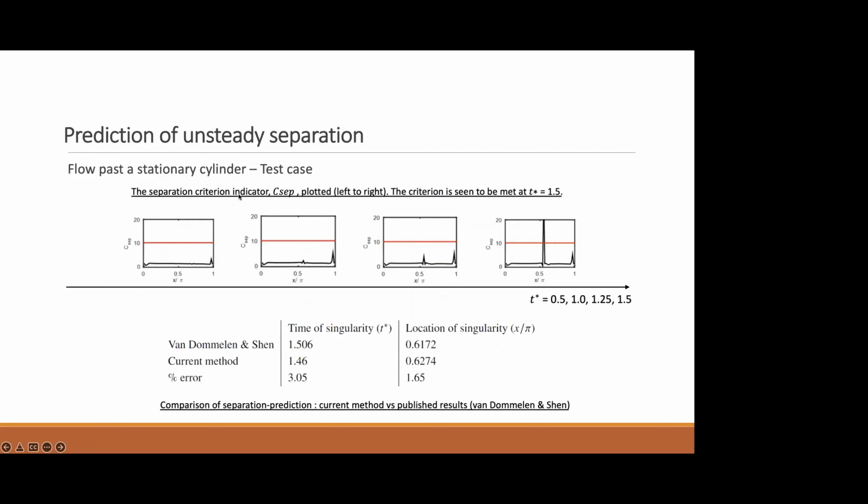So let's look at this in terms of the separation criterion that I described earlier. So initially, the separation criterion is quite flat because it's the derivative of the displacement thickness. But when the displacement thickness develops that shock-like singularity, we get this big spike in the separation indicator. So when this spike crosses this critical value over here, that gives us a signal that flow separation has occurred. So this is how we have a method for predicting general flow separation. So here we are comparing the time and location of the singularity against published data, and we can see that we are able to predict it within 3% of error.